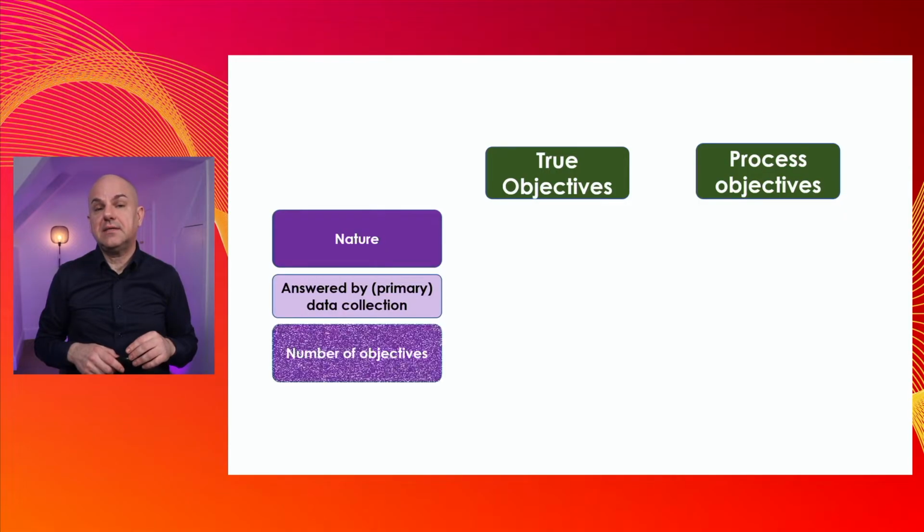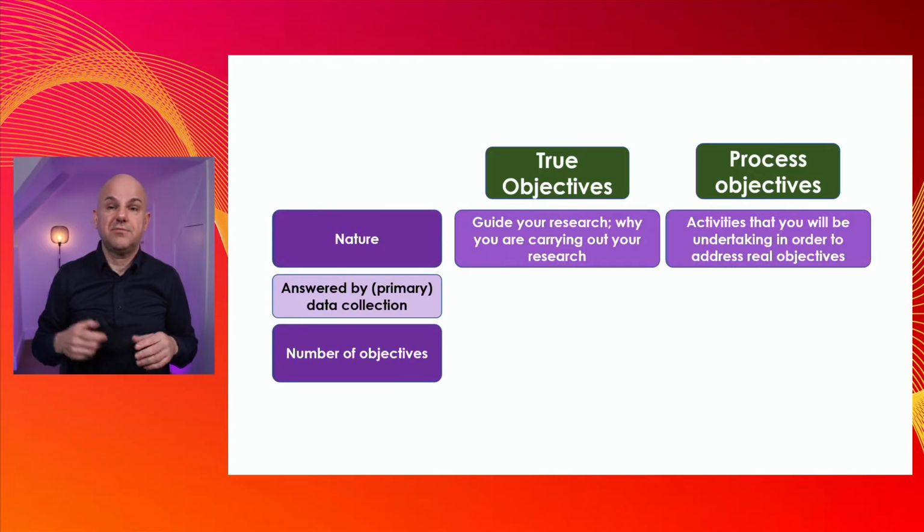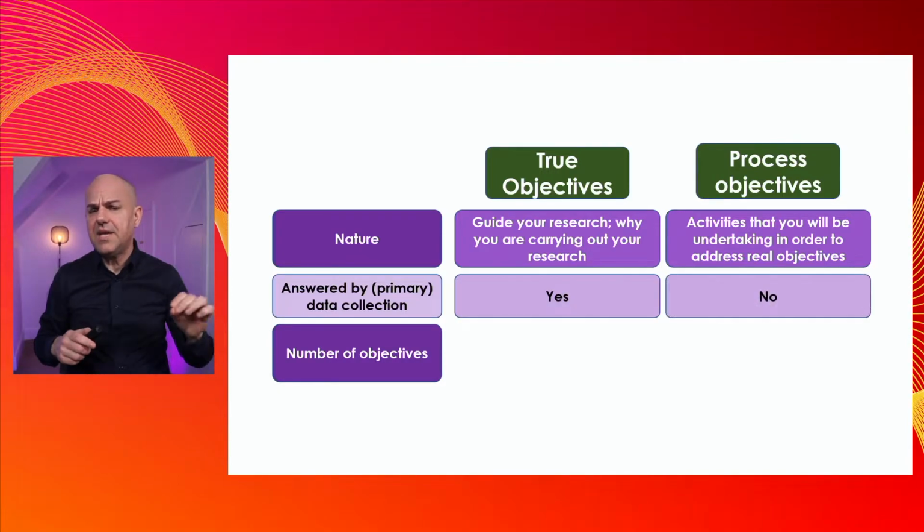We already saw that true objectives are different from process objectives because they guide your research. They are the reason why you are carrying out research, whereas process objectives are the activities that you will be undertaking in order to address those real objectives. Another important difference is that true objectives are answered by your primary data collection. So you're collecting data through questionnaires, interviews, focus groups, and so on, in order to find an answer to the questions that initially drove your research.